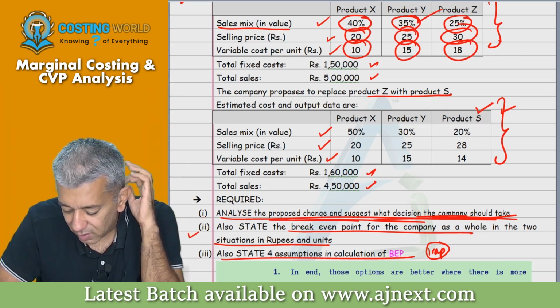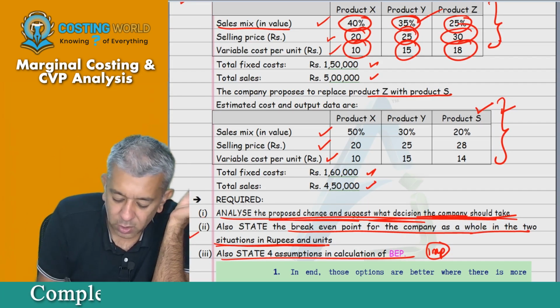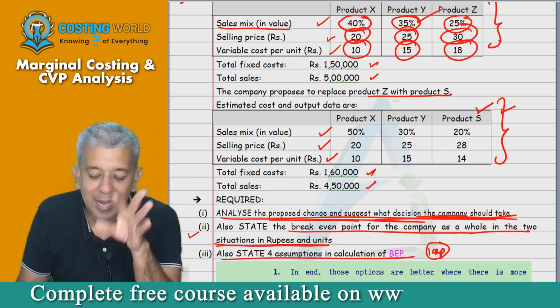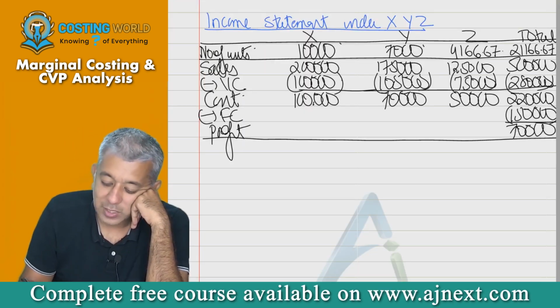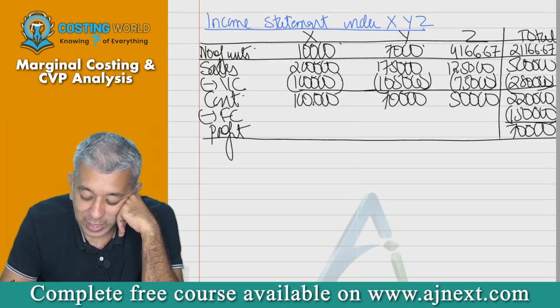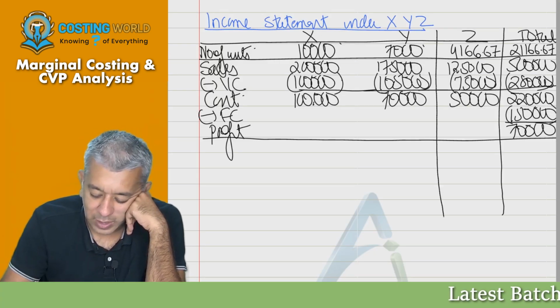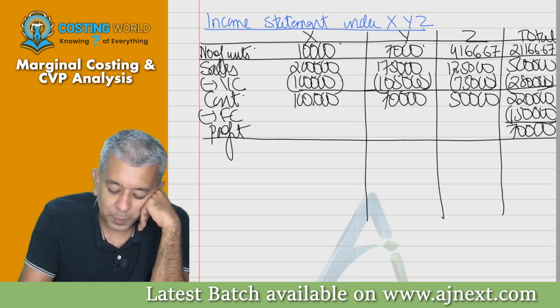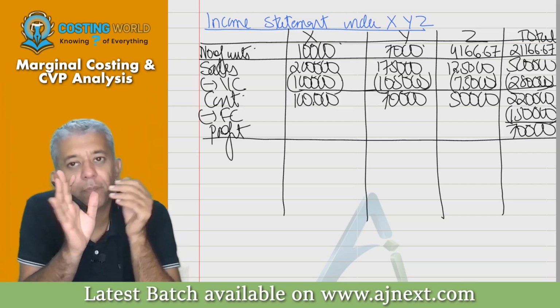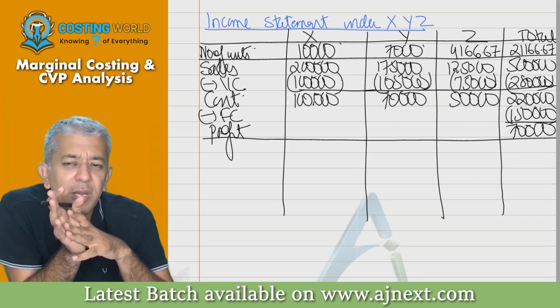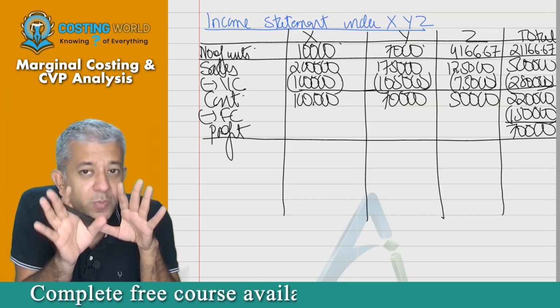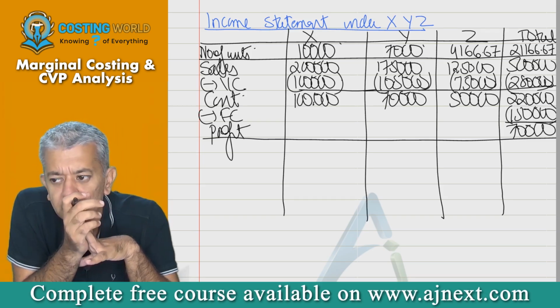Also state the break-even point for the company as a whole in the two situations in rupees and units. Okay. So let's try to be finding out break-even point for the company as a whole, in rupees and in units. Now, first of all, tell me what is the formula of break-even sales? Not break-even point in units, break-even sales. What's the formula of break-even sales?